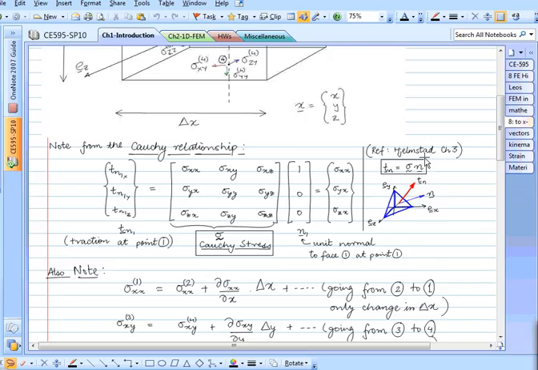And if you don't remember this relationship, this is something that you must have seen long back in solid mechanics when you draw that tetrahedron and you try to do the balance of forces. That just helps you figure out what is the traction on an inclined face. Okay.